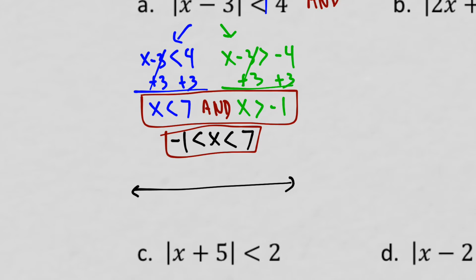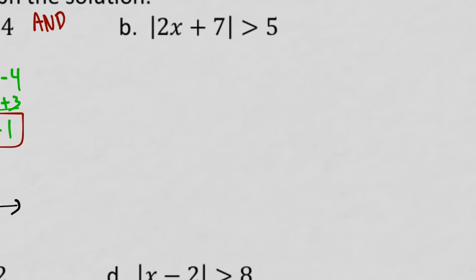All you care about in these graphs is to find the numbers that are there in your inequality. So find negative 1, find 7, put circles on both of them. Check if those circles are supposed to be open or closed by looking for the equal sign here. Both of these are open. And then since it's an AND inequality, you shade in between. So shade in between right here. And you're done. Let's move on to B.